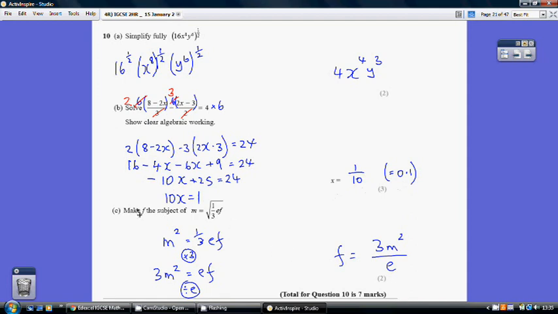Now for part C, I need to make f the subject. So we've got to work our way into f. So we start off by undoing the square root by squaring both sides. So m squared equals a third ef. Now to undo this third, rather than divide by a third, which gets messy, choose to multiply by 3. So 3m squared equals ef. We then divide by e, so f equals 3m squared all over e.